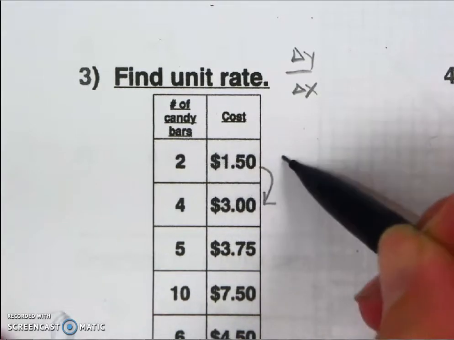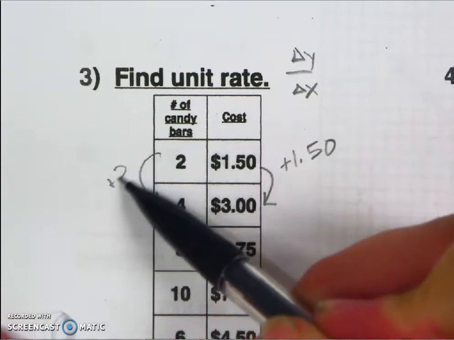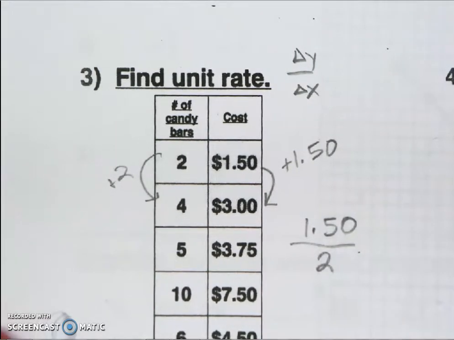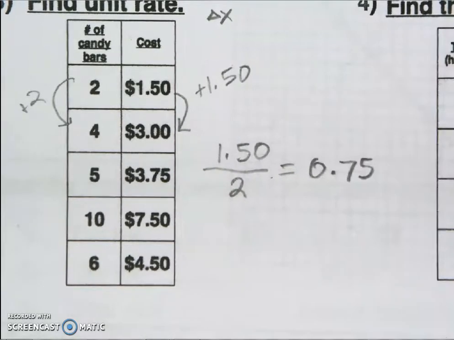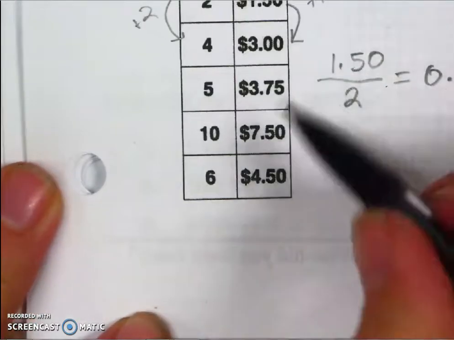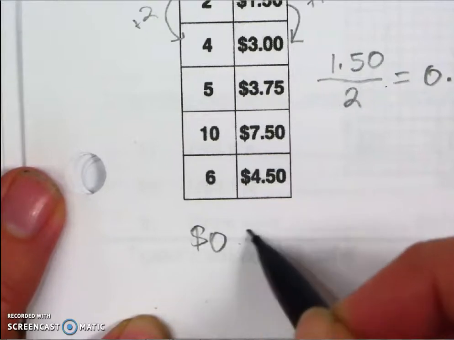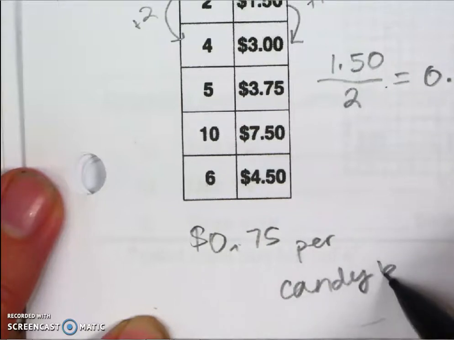From $1.50 to $3, they added $1.50. But that was when they added 2 candy bars. And so if our rate of change is 1.5 over 2, or $1.50 for every 2 candy bars, what is that per candy bar? Well, we just divide, and we get 0.75. Remember, if you need to, you can pause and check that in the calculator, but I'm telling you it's 0.75. All right, so what would that mean to this? Remember y per x. Remember y per the x. That tells me it's costing 75 cents per candy bar is the unit there for the x's.